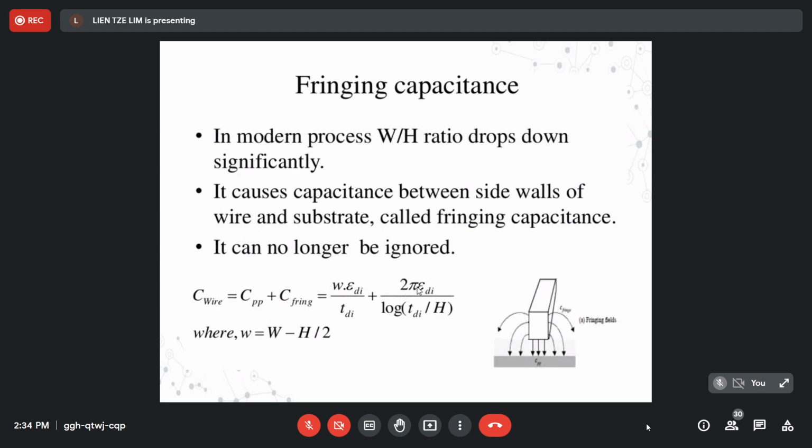Fringing capacitance in modern processes, with height ratios dropping down significantly, causes capacitance between the side walls of the wire and the substrate, called the fringing capacitance. It can no longer be ignored. So the wire capacitance has contributions from the parallel plate capacitance and the fringing capacitance. This is the formula for the wire capacitance.